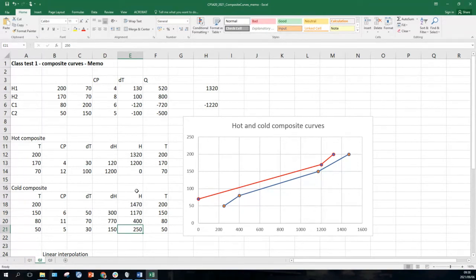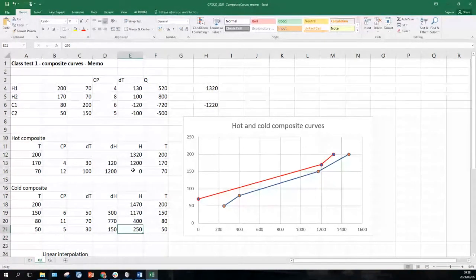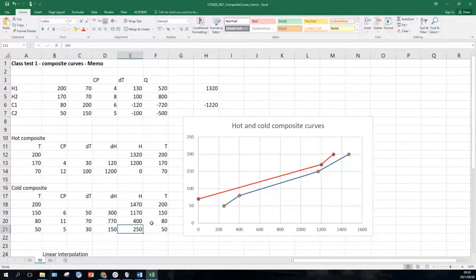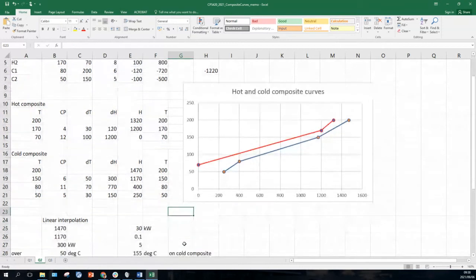I did this one the wrong way around. The hot stream is flowing in this direction, but it doesn't matter to work it out in the opposite direction. Makes no difference. Get the same answers. Okay, and then I copy the temperatures, and then you can get your temperature profile. And then you need to do linear interpolation.